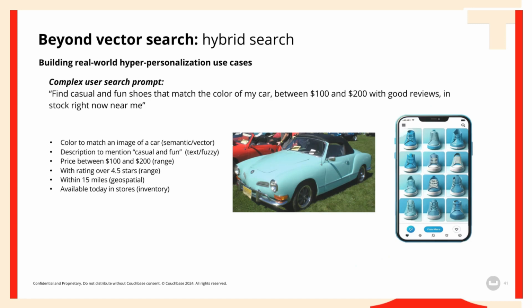And I've been talking about this notion of hybrid search. Vector search is great at providing search matches in context, but it can't answer all questions by itself. So consider this seemingly basic search prompt: find me casual, fun shoes that match the color of my car between $100 and $200 with good reviews in stock right now near me. This single question actually requires multiple search techniques to answer accurately. Matching a color from an image is a great use for vector search, but casual and fun might be best answered using text-based search. The prices, ratings, and inventory criteria are classic WHERE conditions in SQL queries, while near me would be answered with a geospatial search. So the bottom line is vector search is powerful, but even more so when you can combine it with other search techniques and call it using a single standard SQL query.